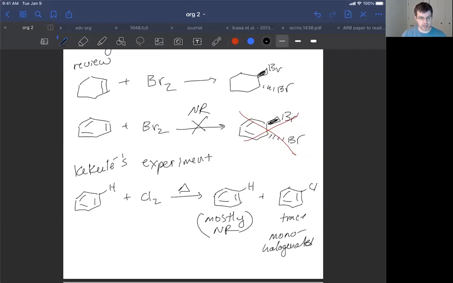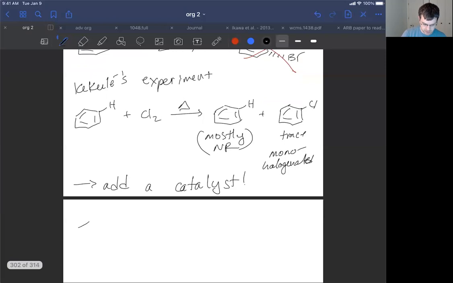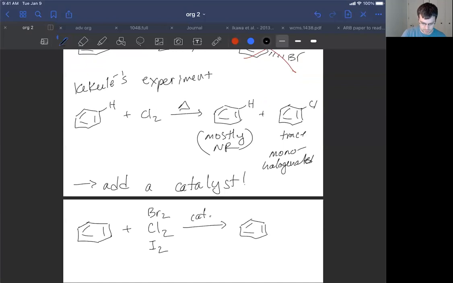Since that time, we've been able to figure out how to get this reaction to proceed more efficiently. We just needed to add a catalyst. If we add a catalyst to this reaction, we can get it to go. And again, the reaction is actually different than that of a typical alkene reaction. We would add Cl2 or Br2 or I2 with a catalyst and form the monohalogenated product.